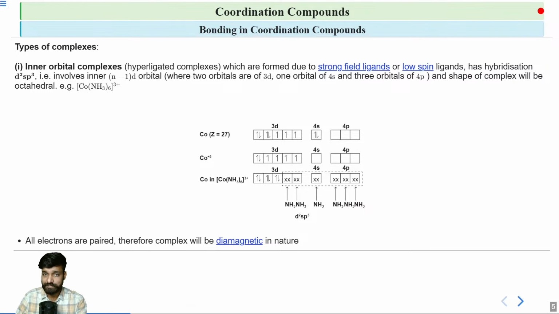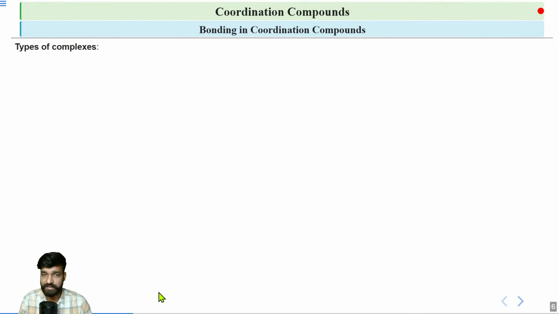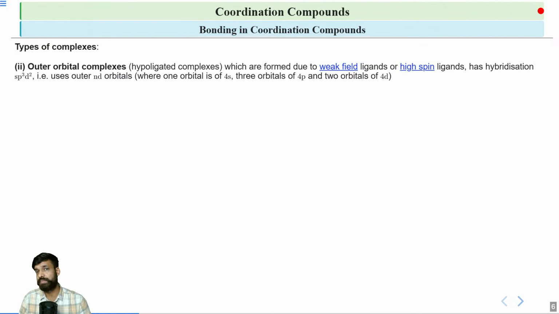Now, moving on to the outer orbital complex. It's very simple, just the opposite of that. In this case, pairing is not done, and we also name it the hypoligated complex. So for the inner orbital complex there is another name, hyperligated complex, and for the outer orbital complex we have a different name, which is hypoligated complex. In this case, the ligands are weak field ligands and they form a high spin complex, or they are called high spin ligands.